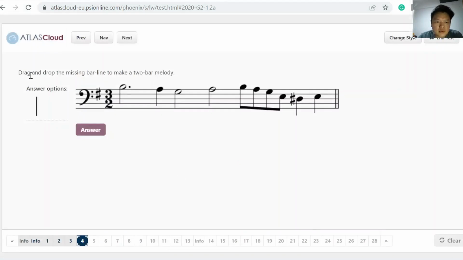Okay, bar lines. Drag and drop the missing bar line to make 2 bars of rhythm. You must understand that 3/2 stands for how many counts first. 3/2 actually stands for 6 counts. So the first one is 3 counts, 3 plus 1 is 4, 4 plus 2 is 6. So your first bar line is over here.